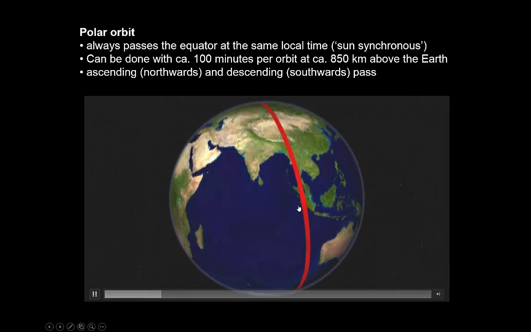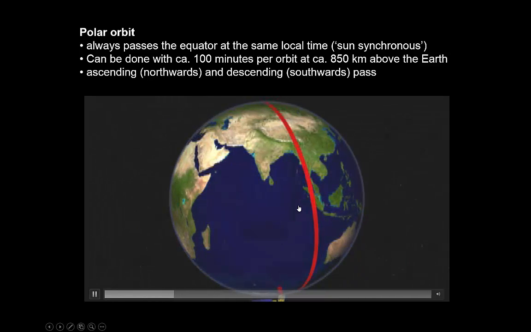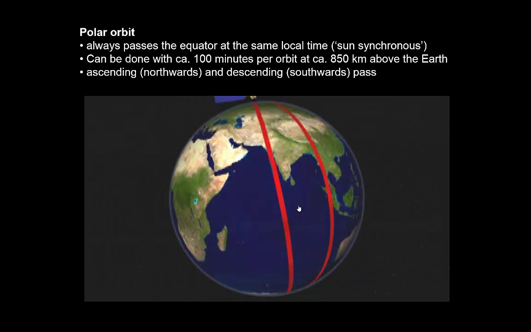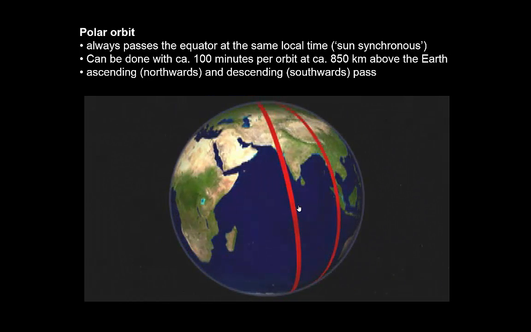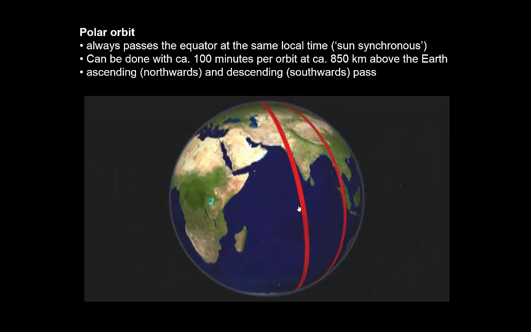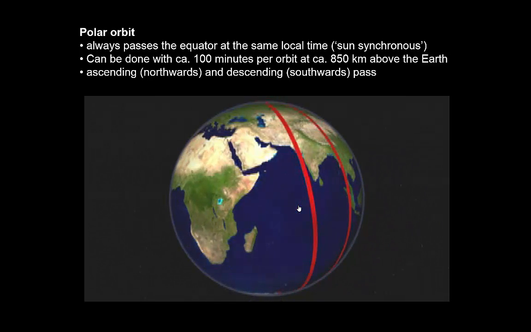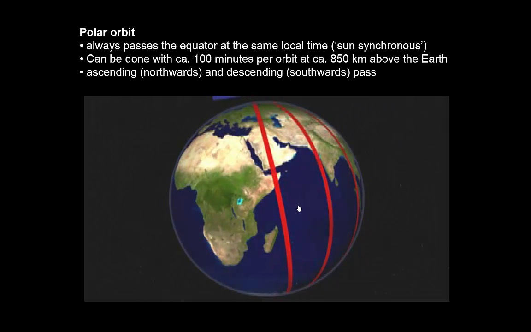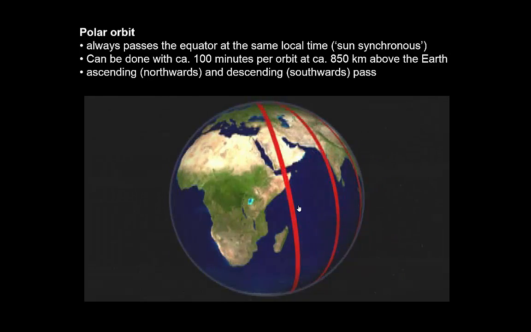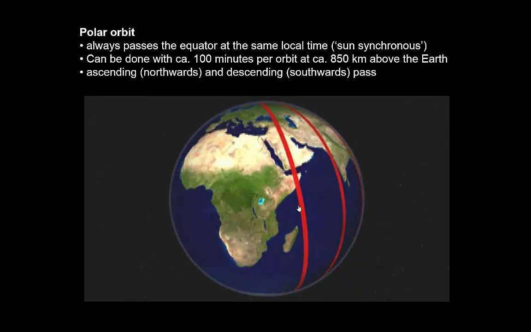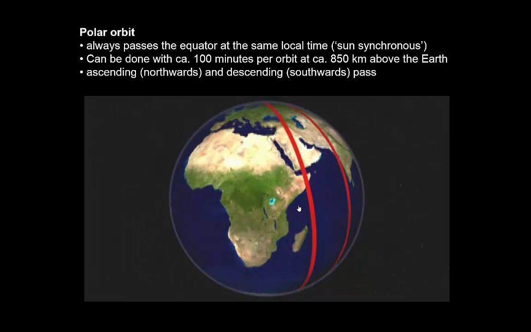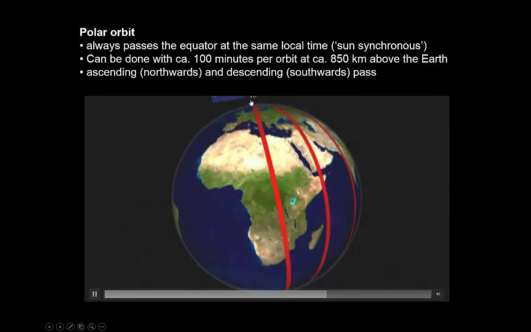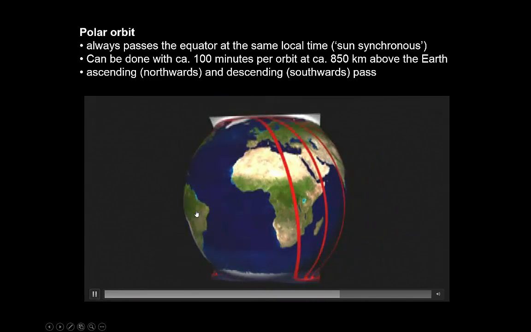To achieve that, we can do it with an orbit of about 100 minutes, and that will take you about 850 kilometers above the Earth. And you can use the formula that you saw before to calculate that. If you put that 100 minutes in there instead of a full day, then your answer should be about 850 kilometers. Now, a polar orbit has an ascending track, as you can see here, going northwards, and then it's got a descending track. The other end is going down again.